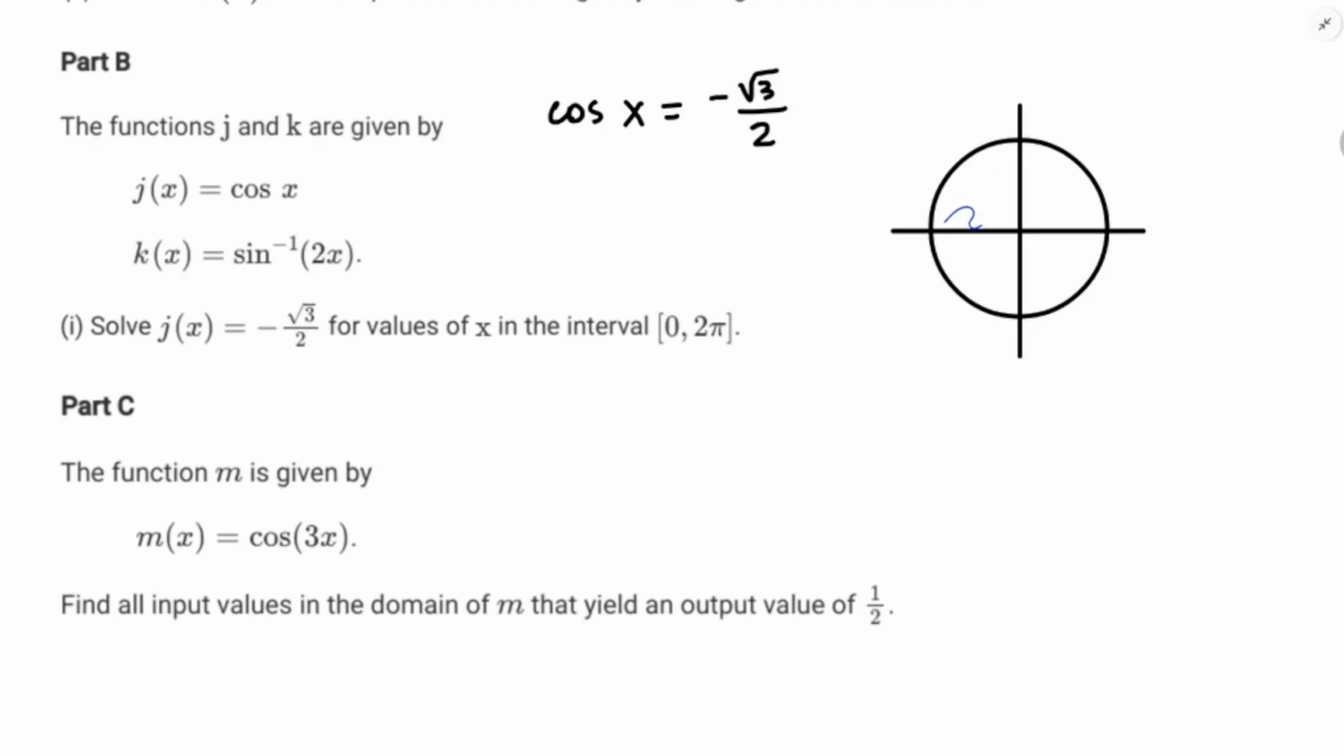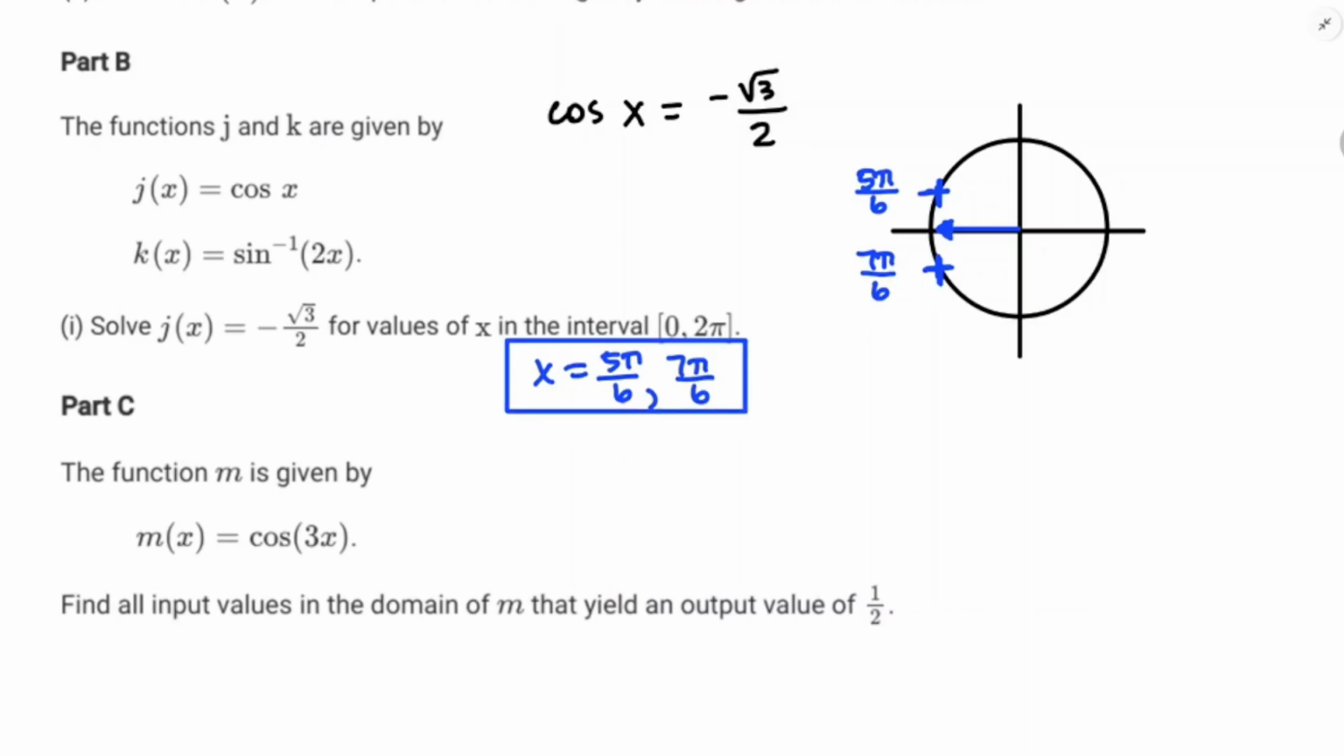Negative root 3 over 2 is really far over on the circle. That's almost all the way to the edge. It's the last stop before the farthest we can go. So that would be right here and right there. And that's going to be 5 pi over 6, and this one will be 7 pi over 6. So x equals 5 pi over 6, and also 7 pi over 6. We're looking on just the interval 0 to 2 pi, so I'm happy. I'm sure I'm not missing anything here. Yeah, that one was really nice.